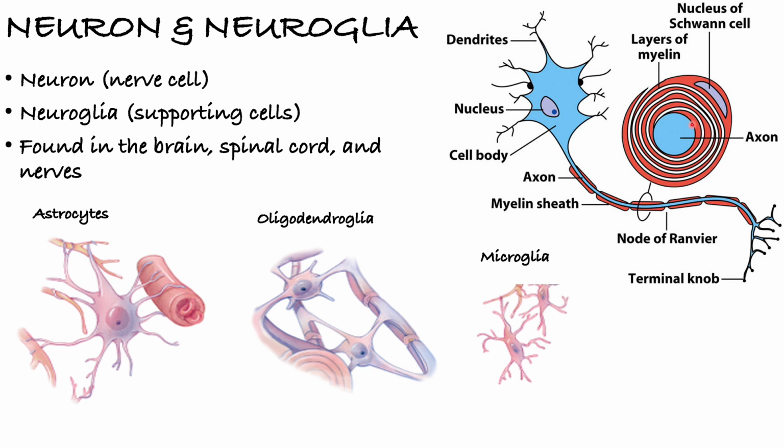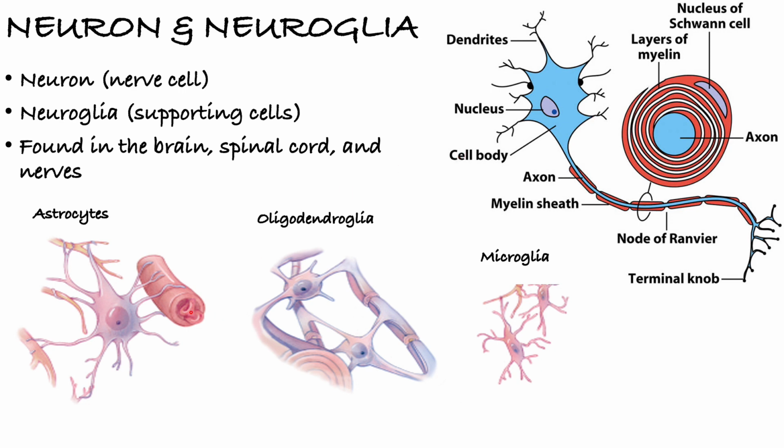So again, you can see the layers of myelin wrapping around the axon. And if you ever wonder what makes the myelin, it's going to be the Schwann cell right here. The nucleus of the Schwann cell usually will be on the axon itself, on the myelin, so you don't have to look elsewhere. So that's the basic stuff you need to know about the neuron.